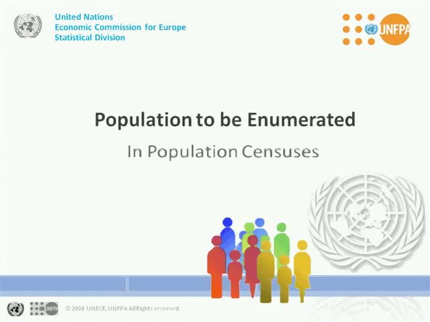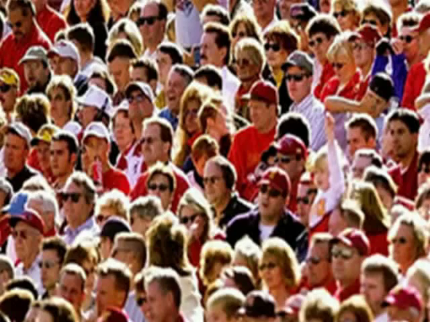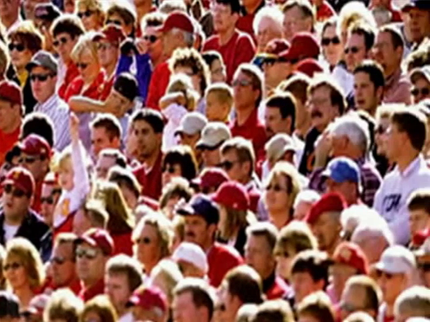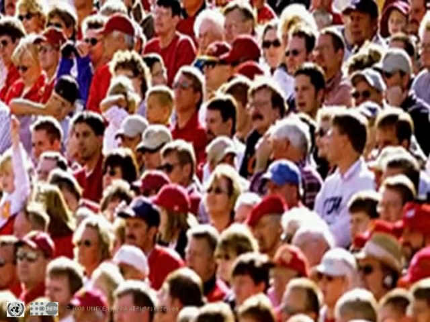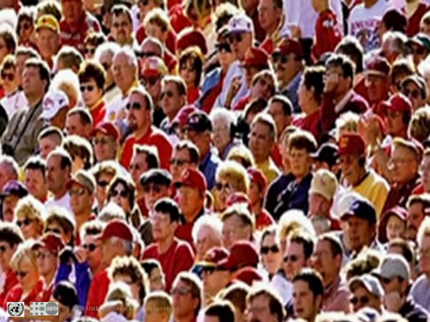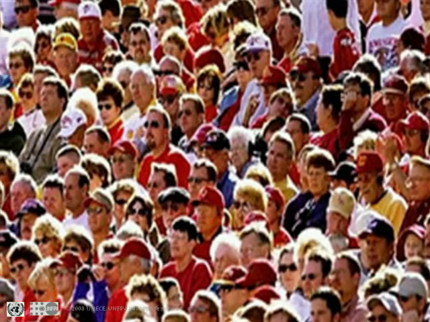population to be enumerated in population censuses. The goal of a population census is to count every person once and only once at the place where they live. For many, perhaps the majority of people, this is a straightforward thing to do. But for an increasing number of people, this is not so simple.